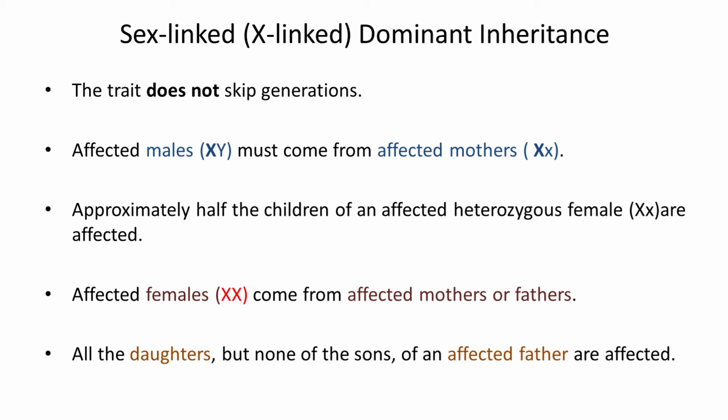Approximately half the children of an affected heterozygous female are affected. Affected females come from affected mothers or affected fathers. All the daughters but none of the sons of an affected father are affected. That means all the daughters of an affected father are affected.